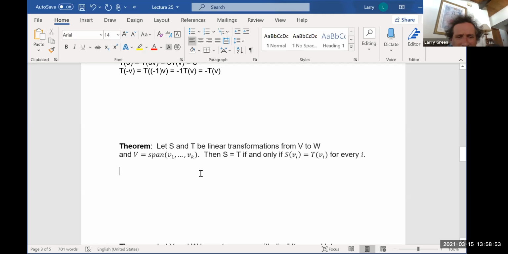So what this is saying is that if you know what S does to a basis, basically, or a spanning list, let's say that, we'll get to basis in a bit, a spanning list, then we know what S does for everything. Okay, how do you easily prove this?